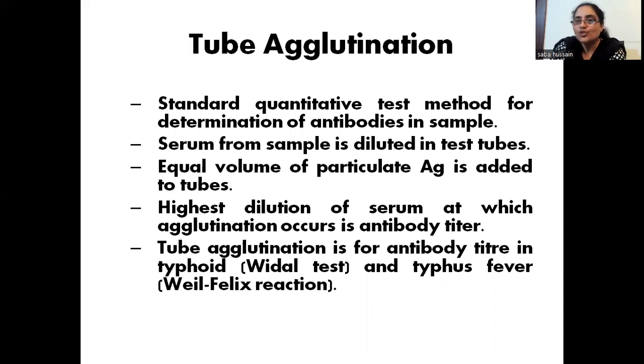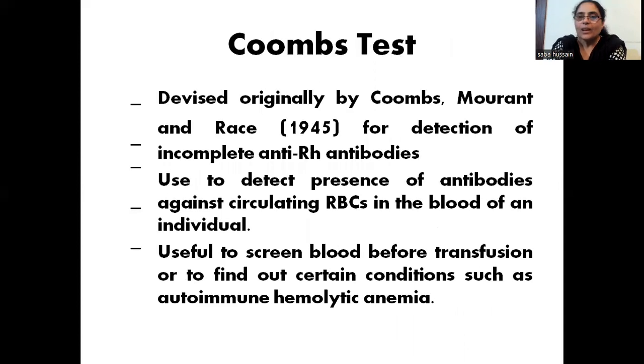Then coming to tube agglutination test. In the tube, you make different dilutions of the antiserum, and then you keep adding antigen to it. One example is the Vidal test, in which we place 64 tubes at different kinds of dilutions, and then we add antigen to it, and we see at what dilution clumping is seen. So typhoid can be tested by this, and even typhus fever is tested by this tube agglutination test. So it is a simple method to find the titer.